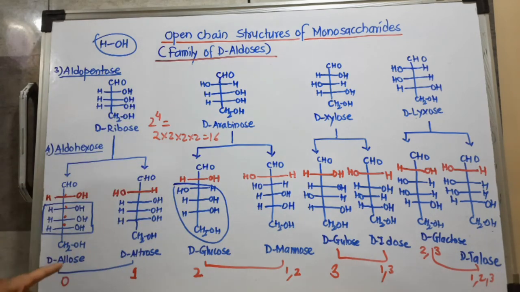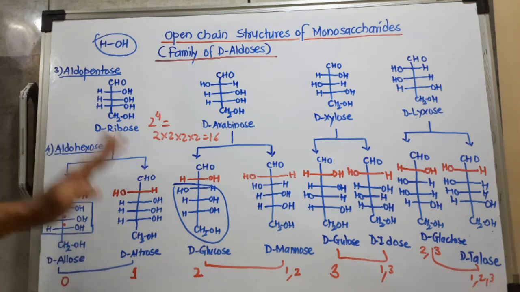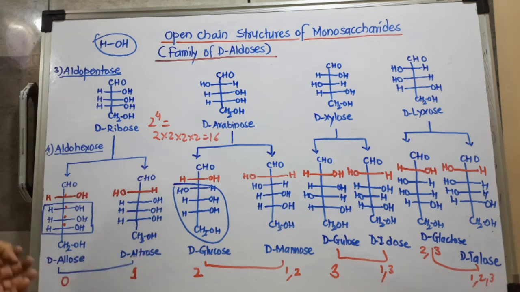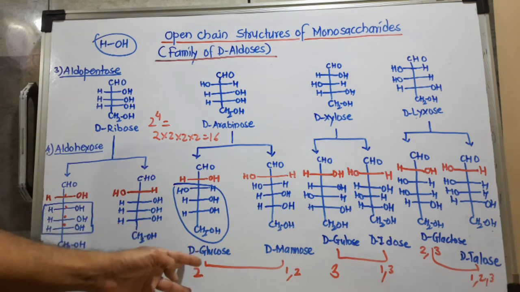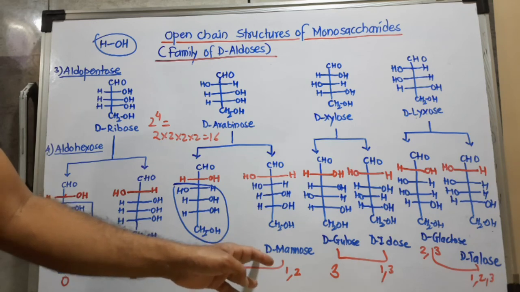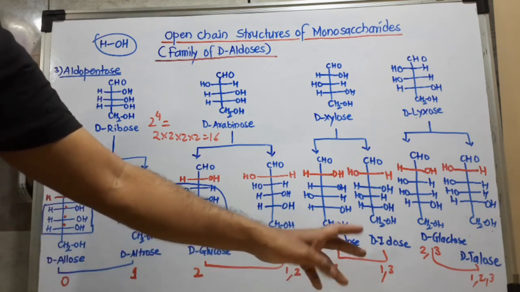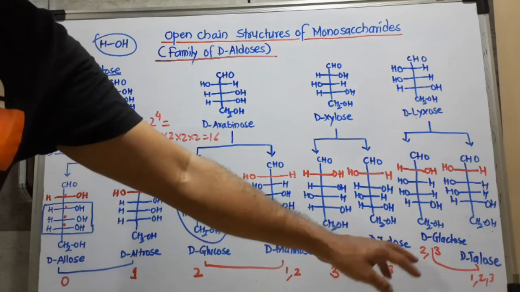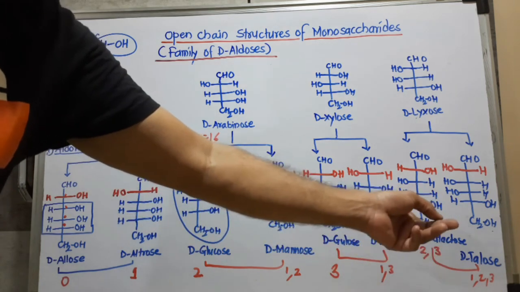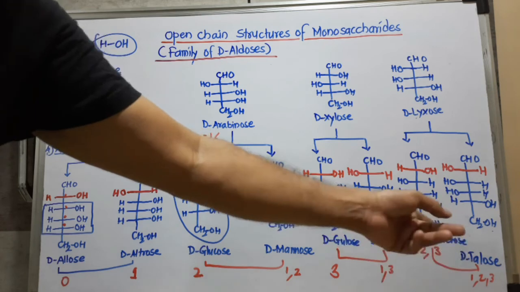That will be L. So if it is D-aldose, its mirror image will be L-aldose. Similarly, D-glucose and L-glucose, D-mannose and L-mannose, D-glucose and L-glucose, D-idose and L-idose, D-galactose and L-galactose, D-talose and L-talose.